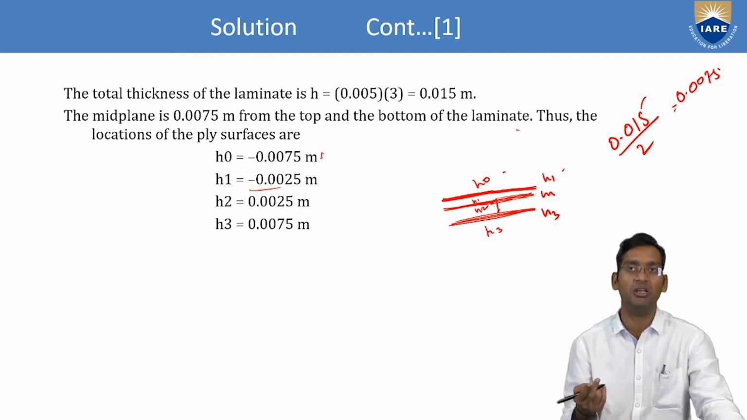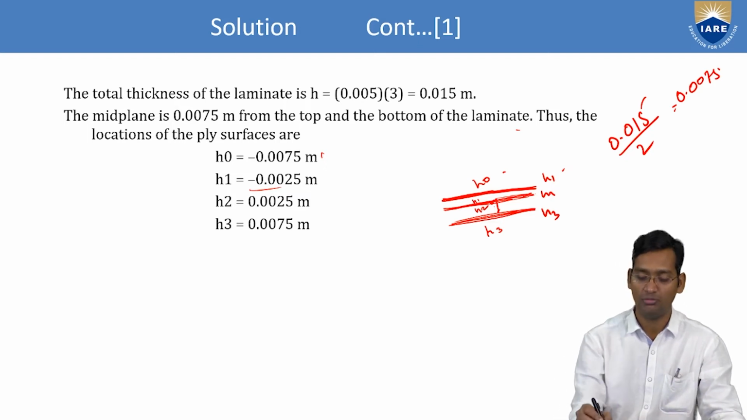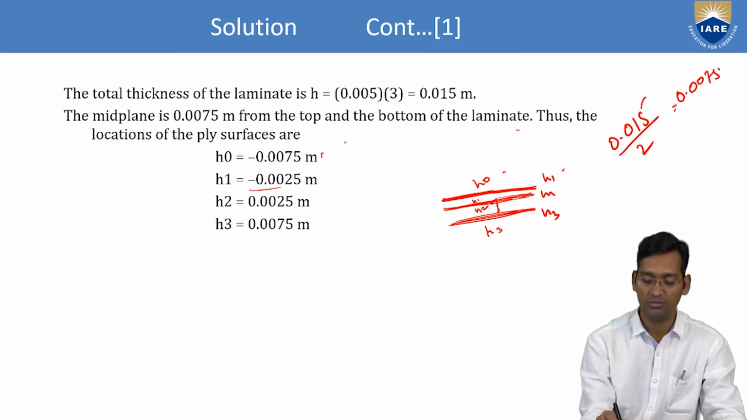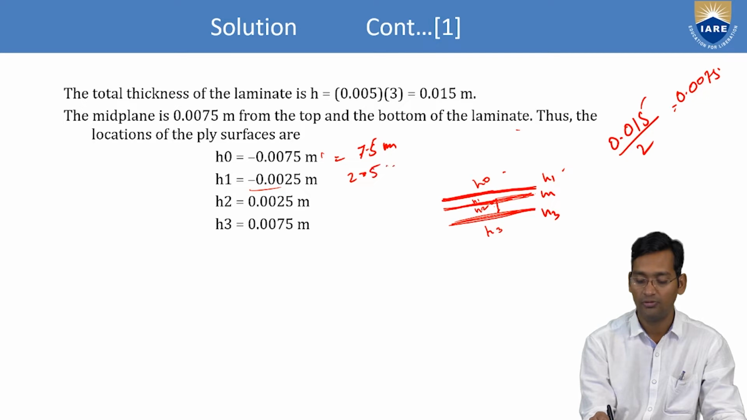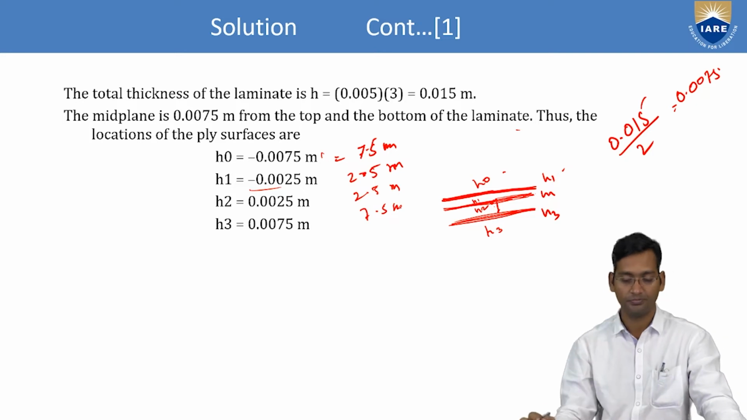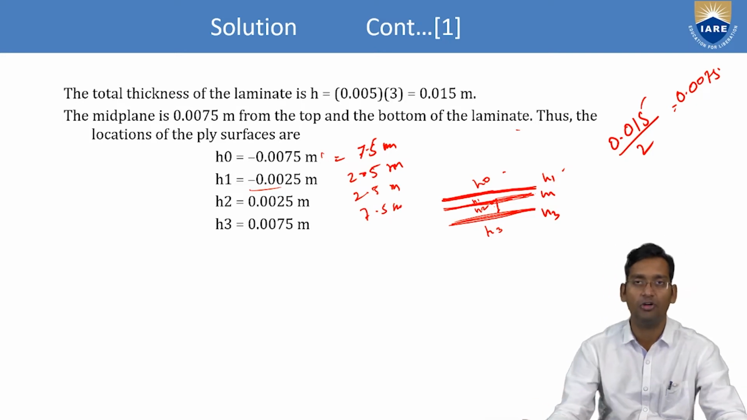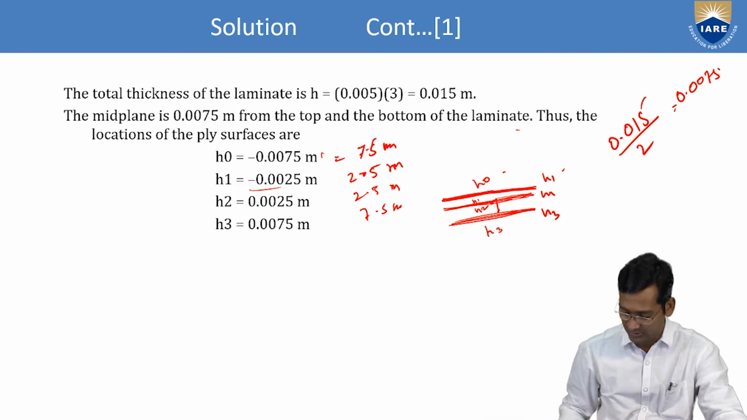If you wish, you can keep it in mm also. That time there is no need to go for this many digits. Simply you can write this as 7.5 mm. This is 2.5 mm, and then 2.5 mm, 7.5 mm. Okay, so now we have H0, H1, H2, and H3.